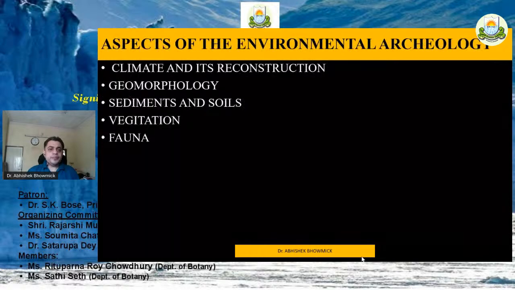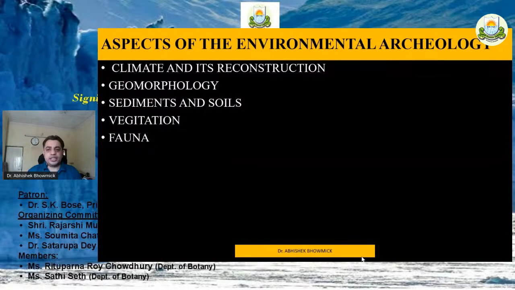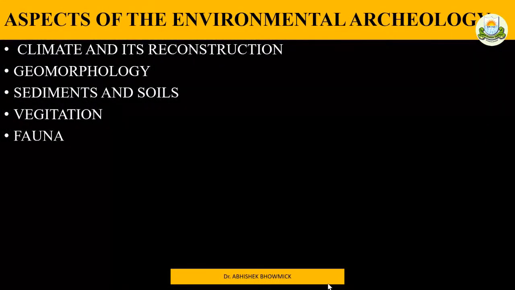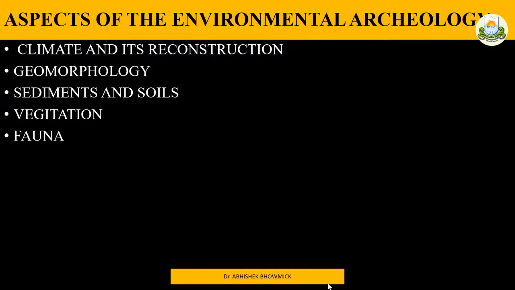Let's understand the aspects of environmental archaeology. To make it easy to understand, I have divided this whole lecture into five major sections. The first is climate and its reconstruction. The second is geomorphological aspects and its reconstruction. Then sediments and soils, vegetation, and the fauna. Let's understand them one by one.